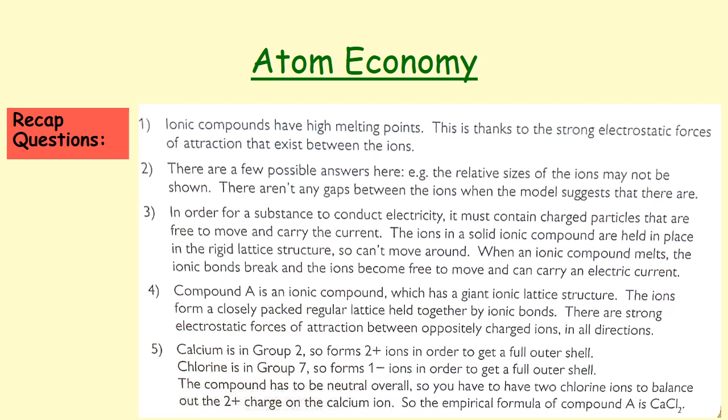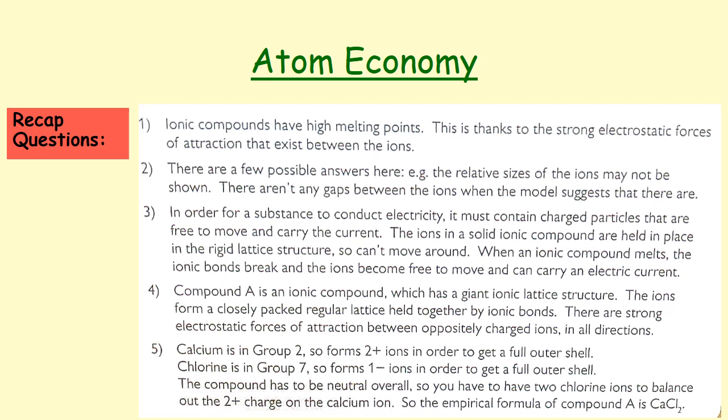Question 4. So we have the diagram to look at and you're asked to describe it. So it's a giant ionic lattice structure. We've got those ions closely packed together, a regular repeating pattern, that's what a lattice is, regular repeating pattern, held together by ionic bonds, and there are strong forces of attraction in all directions. It's not a 2D model, it's in all directions.